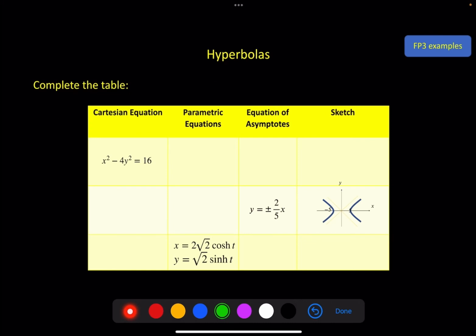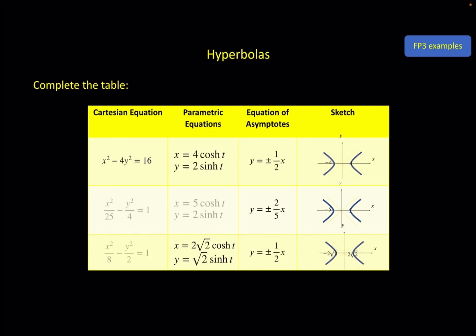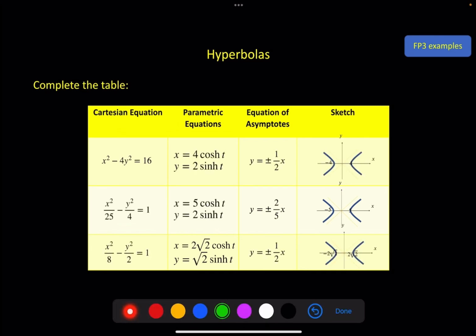So here's a table. I'm not going to go through each of these individually, but pause the video now if you want to have a go at filling this in. And in 3 seconds I will press it and the answers will come up. There we go. So if you did that and you got them right, well done. If anything went wrong, have another look and see what happened.